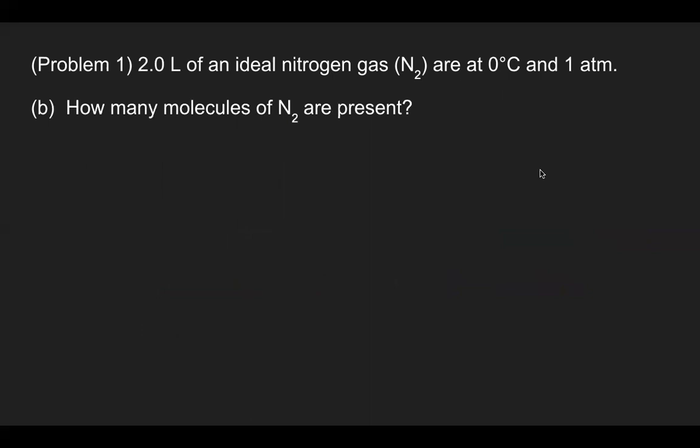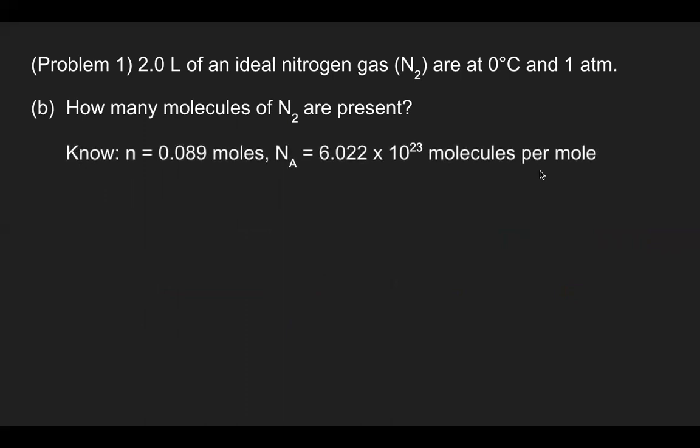All right, for part B, how many molecules of nitrogen gas are present? So we need to figure out what we know. The number of moles which we calculated in part A was 0.089, but we also need to consider Avogadro's number, because that relates the number of molecules to the number of moles, which is given by that value, 6.022 times 10 to the 23rd.